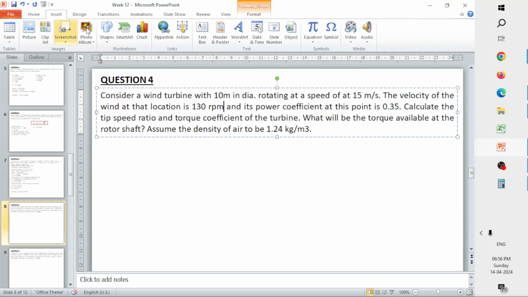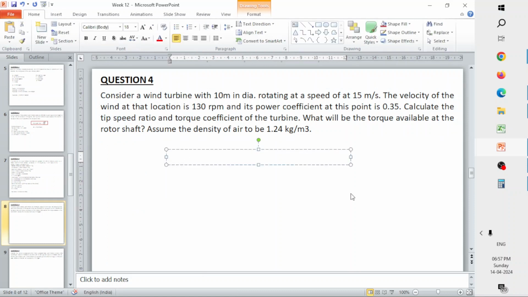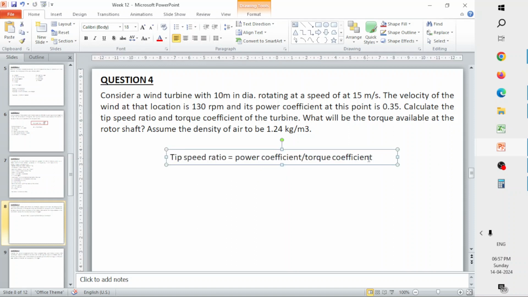Here for your solving purpose, you require a relationship for the tip speed ratio. It is defined as the ratio of the speed of the blade tip to the free stream wind speed. It can also be written as power coefficient by torque coefficient. So with this expression you will be able to comfortably solve this question.